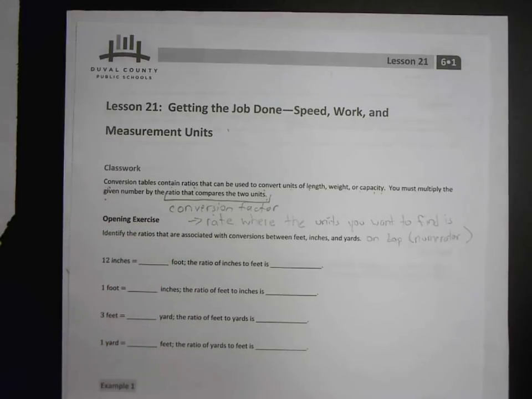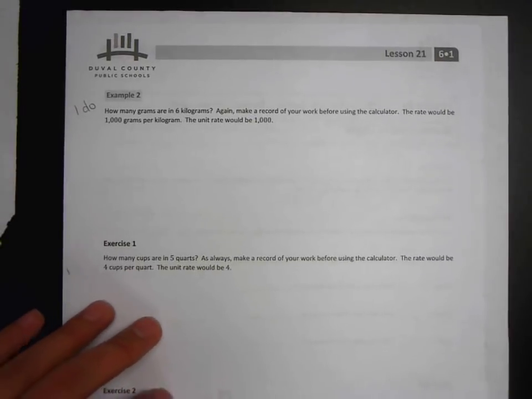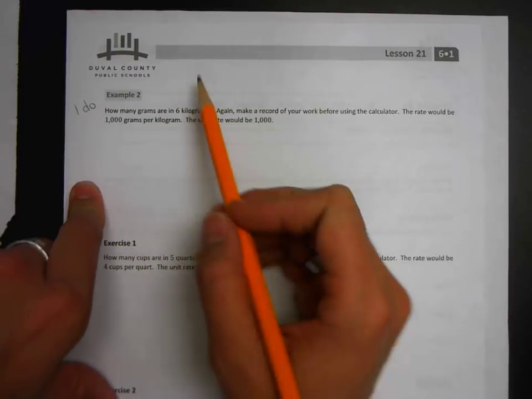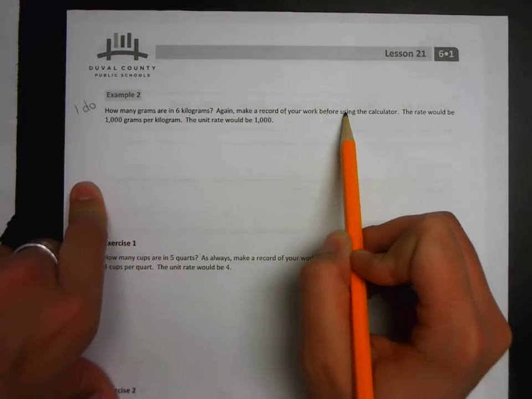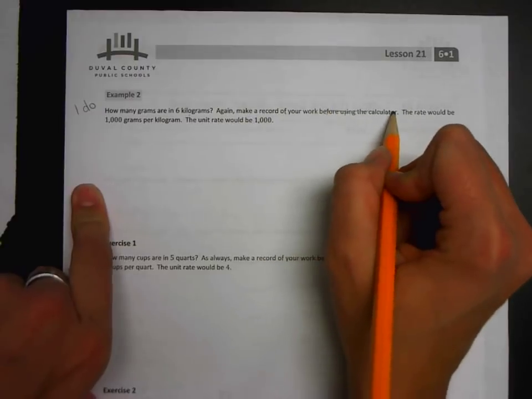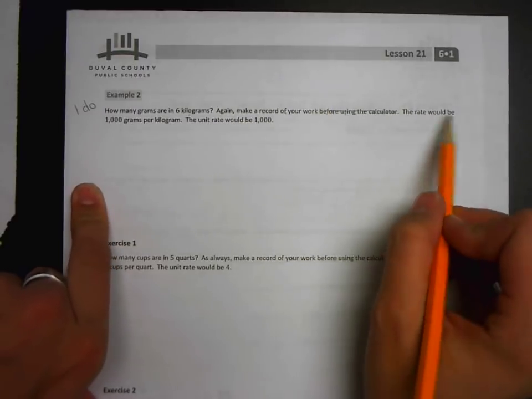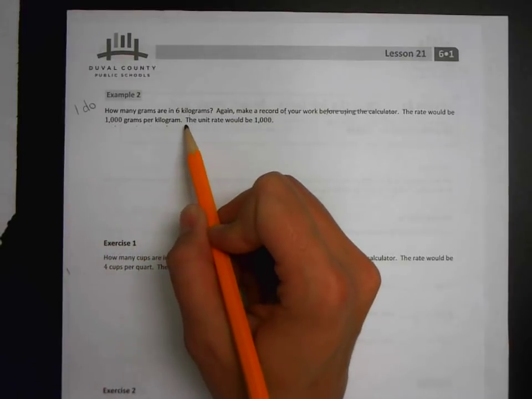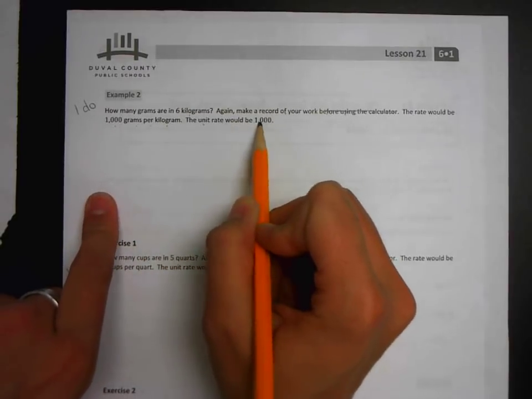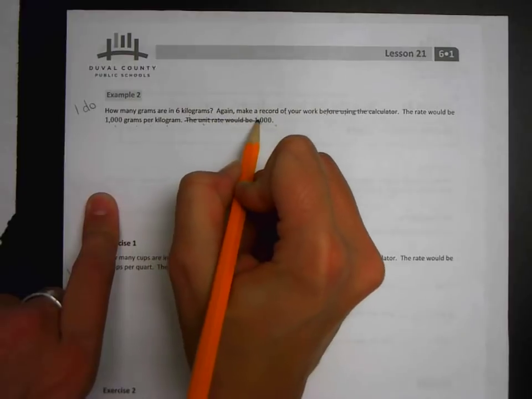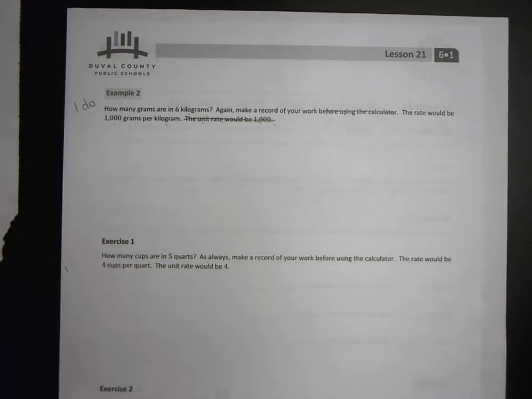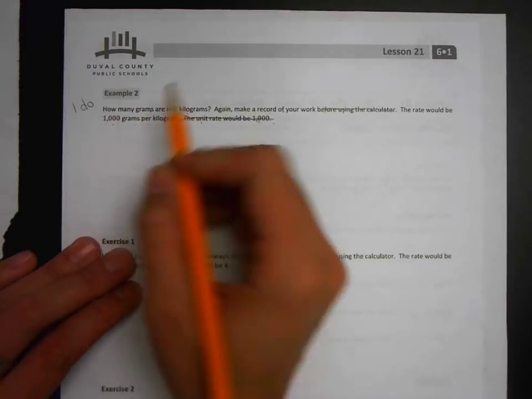All right, we are going to go to S93, example 2, and I'm going to do it. How many grams are in 6 kilograms? Again, make a record of your work before using a calculator. We don't use calculators in the 6th grade. The rate would be 1,000 grams per kilogram. The unit rate would be 1,000. That has nothing to do with this problem, and you're just going to get a little more confused, so I crossed it out. Okay, so it's asking how many grams are in 6 kilograms.